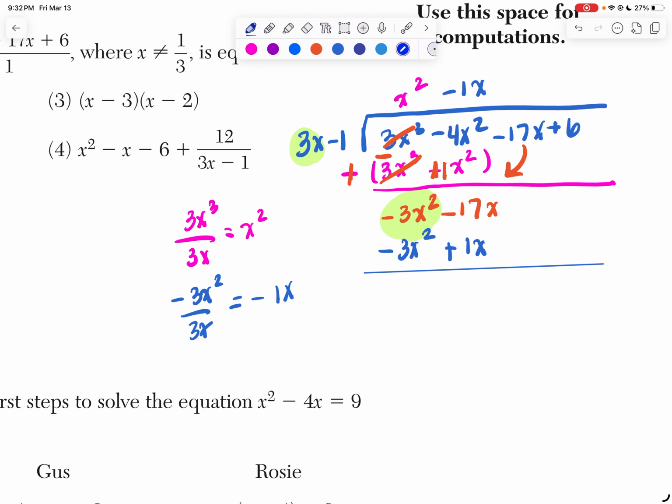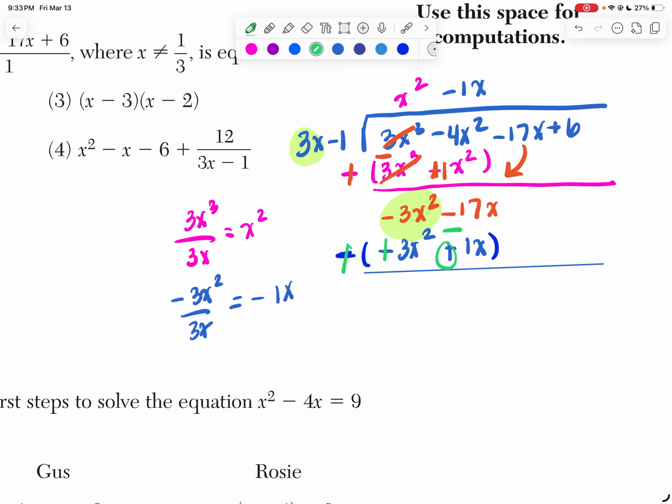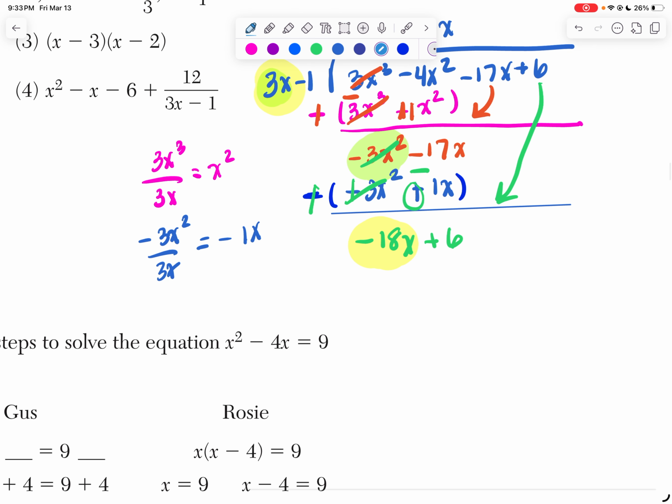I wrap the whole thing in parentheses and I subtract it. But remember, we change the sign. So that becomes plus, plus, minus. -3 plus 3 cancels. And then -17 minus 1 gives me a -18x. And now I bring down my 6. But again, we focus on our first term. So now we do -18x divided by 3x. And that gives me -6.